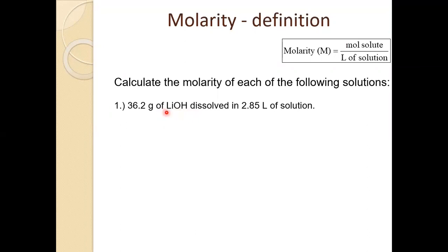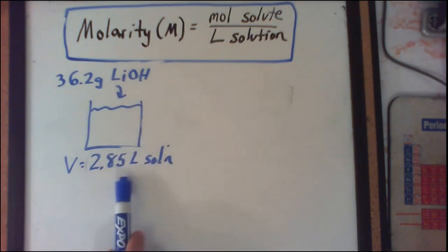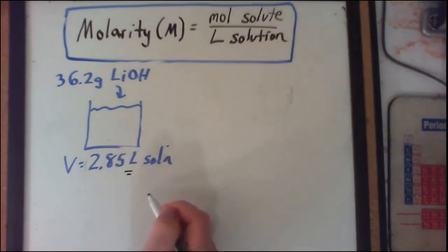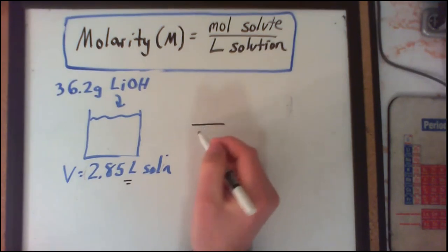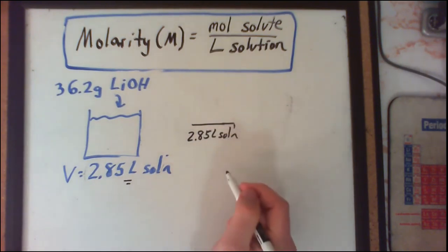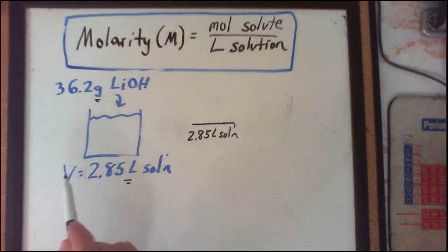In this next one, we have a solution prepared by dissolving 36.2 grams of lithium hydroxide in enough water for a total volume of 2.85 liters. And we're asked once again to calculate the molarity of the solution based upon the description of how it was prepared. So our picture is 36.2 grams of lithium hydroxide dissolved in enough water for a total volume of 2.85 liters. So to find the molarity, we need to know the number of moles of solute and the liters of solution. We know the liters of solution is 2.85, because we're given the denominator, 2.85 liters of solution. We need to find the numerator. We need to find moles of solute. We're not given moles of solute, but rather we're given grams of solute, grams of lithium hydroxide.